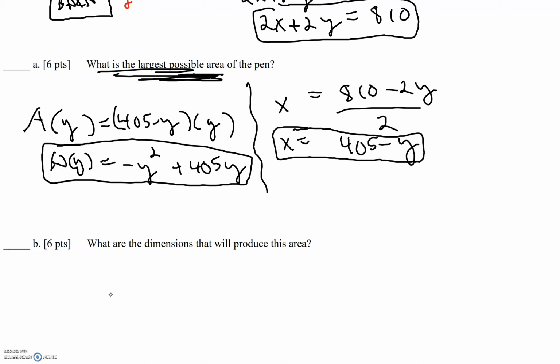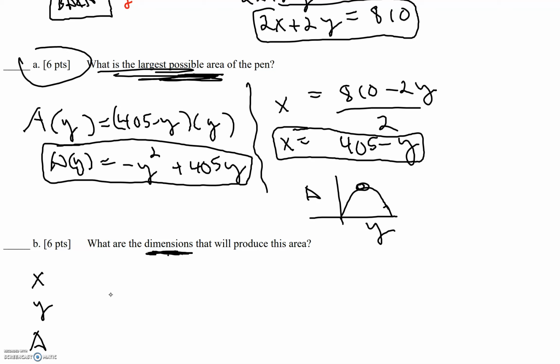And again, if you want to draw a picture of this, now what we've got is y on this axis and a on this axis, and you've got something like that. And so we're looking for that vertex point. I'm also keeping my eye on the second part. It says, what are the dimensions? So I've actually got three things I'm going to find. I'm going to find x, I'm going to find y, and I'm going to find a. So part A wants a, part B wants x and y. Okay, so let's find all of that stuff.